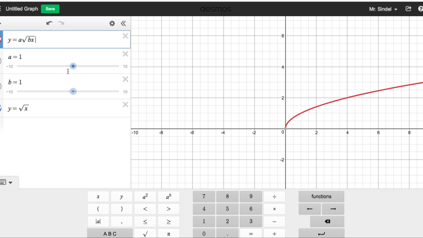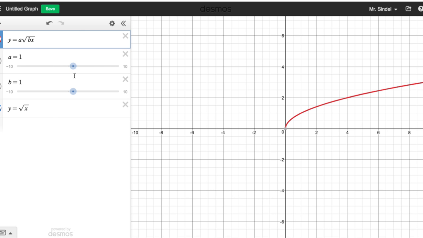When did you put your sliders? My sliders are A and B. They're both at 1. So everyone has this. Nod your heads yes or no. Okay, we'll wait for Gio.